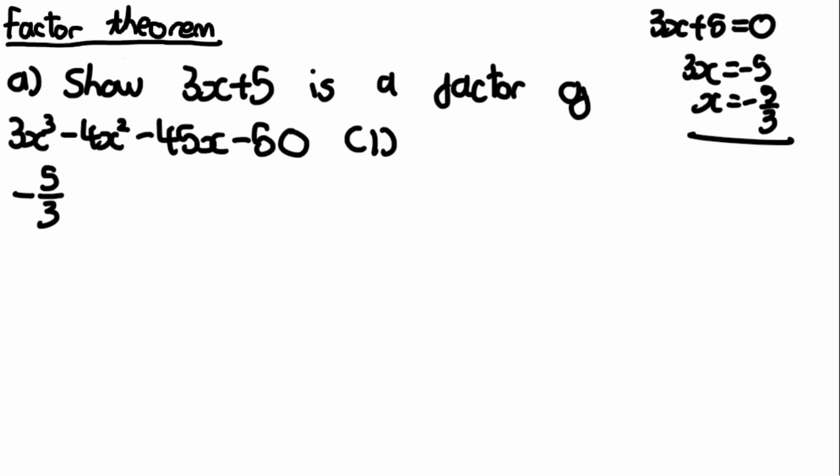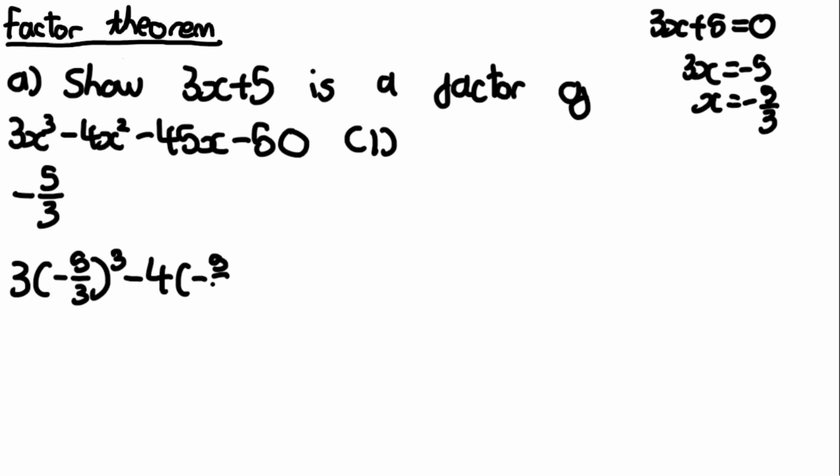So therefore we need to sub in this value, and as we need to show that 3x plus 5 is a factor, we are expecting this to be 0. So what we can do is we can do 3 of minus 5 over 3 cubed minus 4 of minus 5 over 3 squared minus 45 of minus 5 over 3 minus 50.